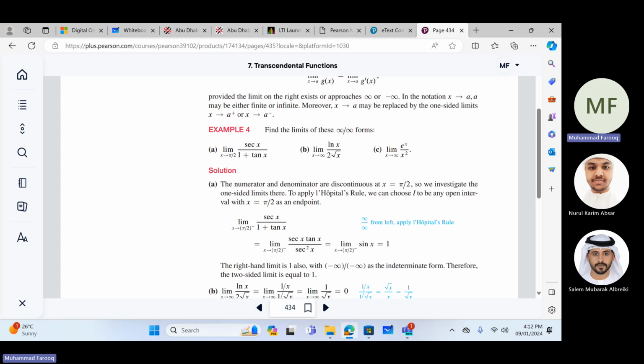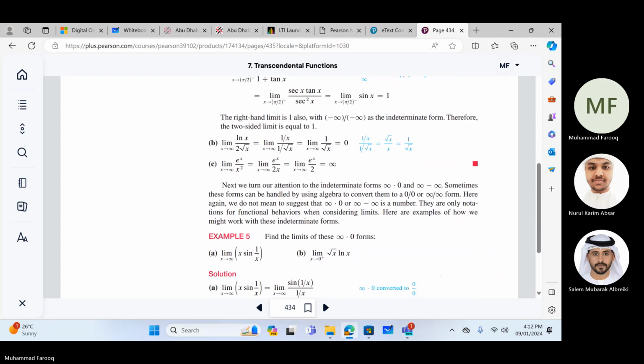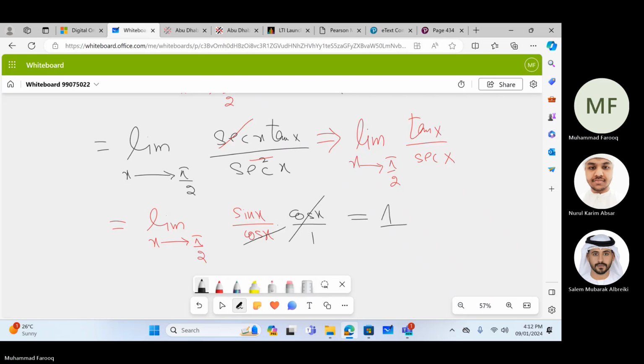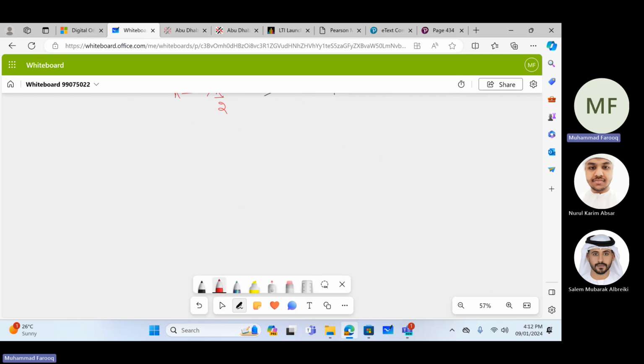Okay, next case, we can take this one, please. Example 5, part B, please. Root x ln x. So we have now example 5 and part B. Limit as x approaches 0 from the right side, of root x and ln x.